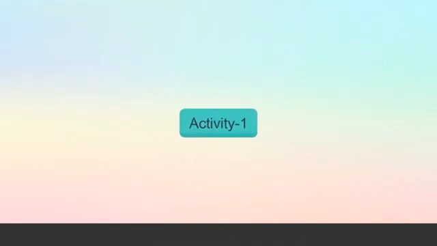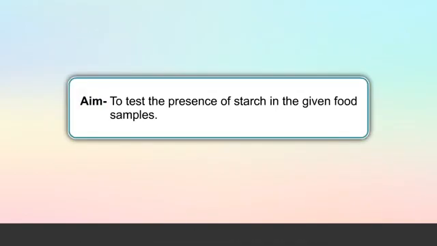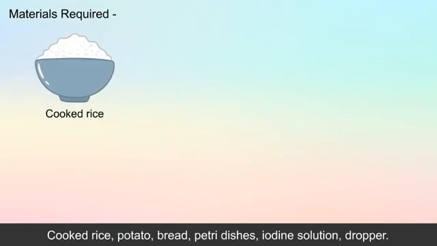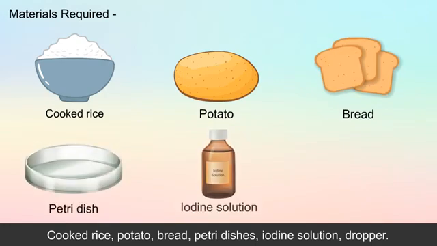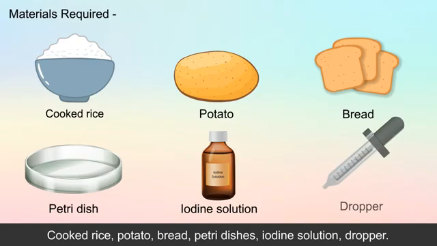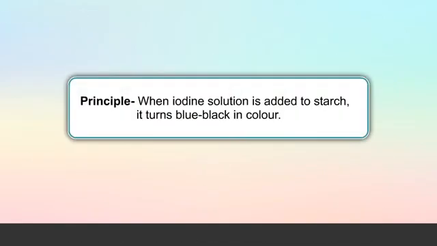Activity 1. Aim: to test the presence of starch in the given food samples. Materials required: cooked rice, potato, bread, petri dishes, iodine solution, dropper. Principle: when iodine solution is added to starch, it turns blue-black in color.